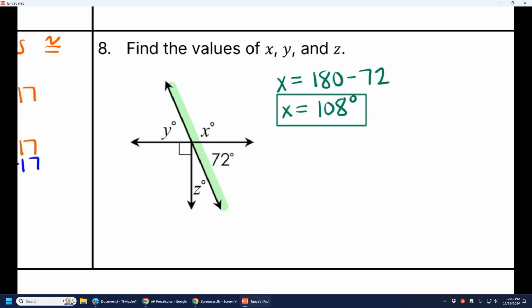Okay, then we have y. So y is actually even easier. You can do that, it is a linear pair with x, but really what I'm looking at is that y is a vertical angle from that 72. So automatically that's congruent. So y is 72 degrees.